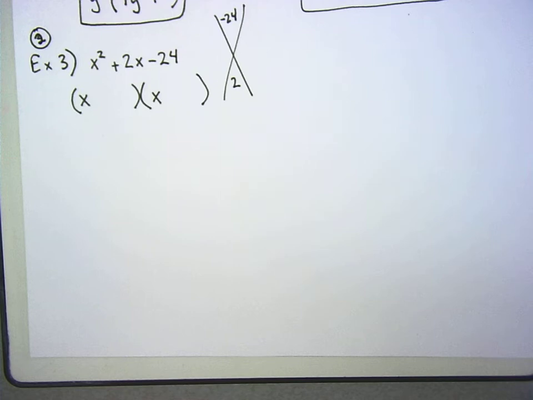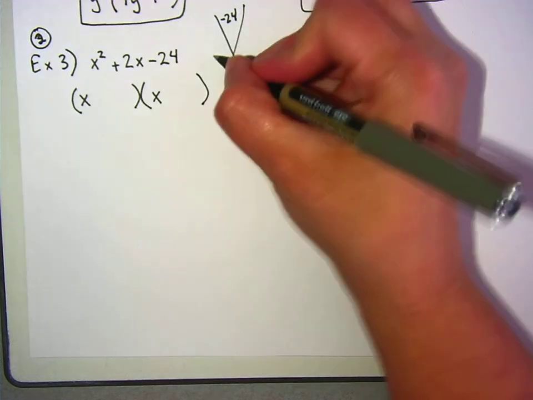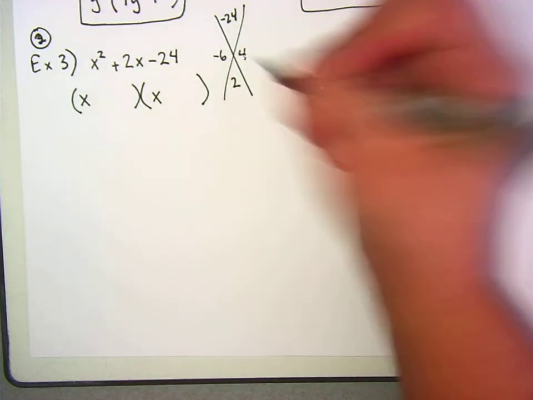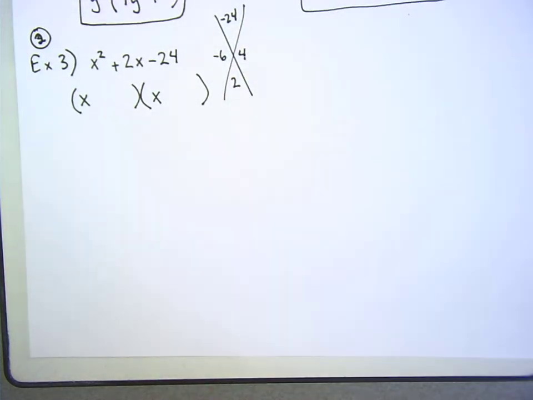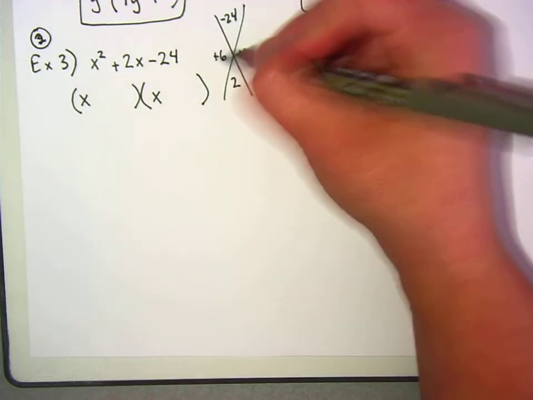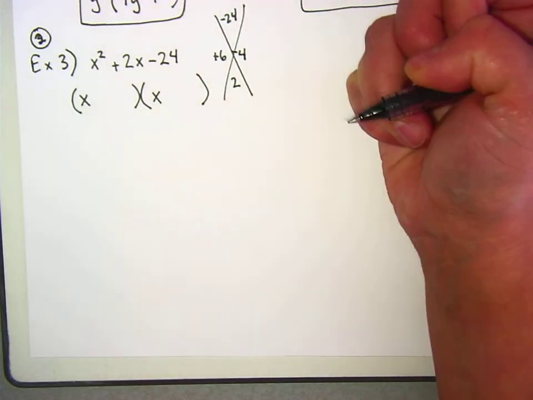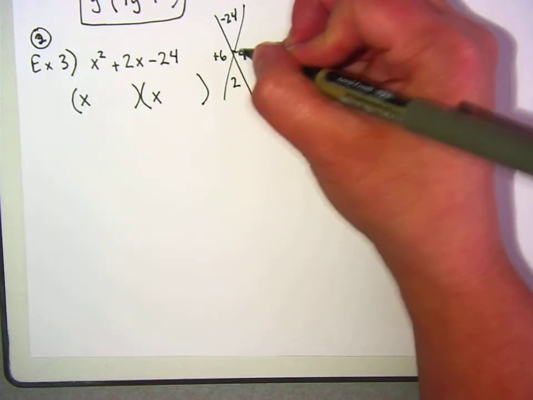Anybody think of 2 numbers that multiply to get negative 24 but add to get 2? Yes, negative 6 and 4. Now, does it matter? Or should it be positive 6 and negative 4? Is that better? Positive 6 and negative 4.